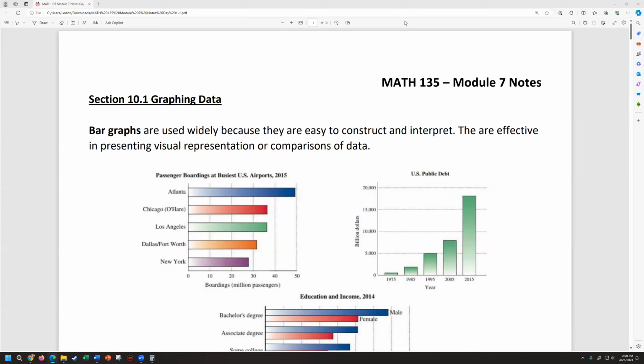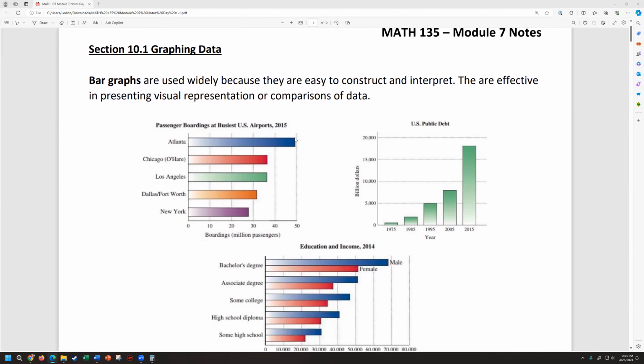So we're looking at graphing data, essentially data in visual formats, versus also analyzing data and finding quantitative or numerical ways to talk about it. First, let's go over different types of visual representations of data. We have bar graphs, which are widely used because they are easy to construct and interpret. They are effective in presenting visual representations or comparisons of data.